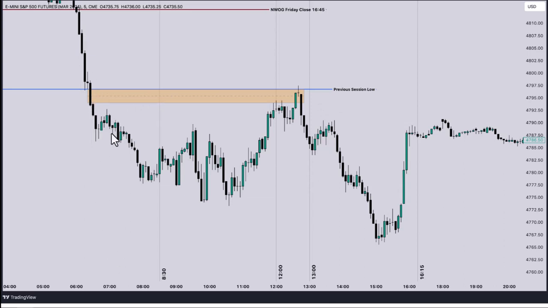Before even 7 in the morning it had ran past it, consolidated a little bit throughout the morning before running up to the previous session low. And as you notice, no body of the candle was higher than that. It just purged it, pretty much just wicked it. But it did kind of magnetize towards it, which is interesting, how price reacted towards it. And then if you notice on the 5-minute, there's a fair value gap that was actually created.